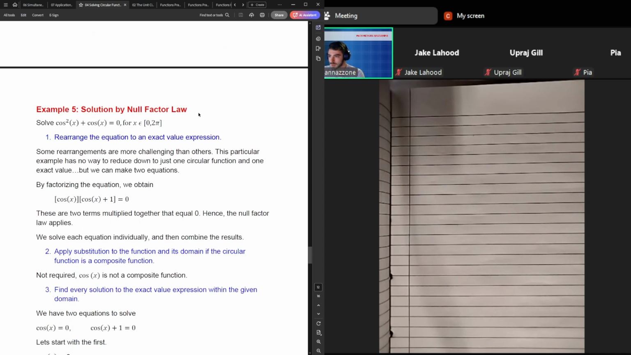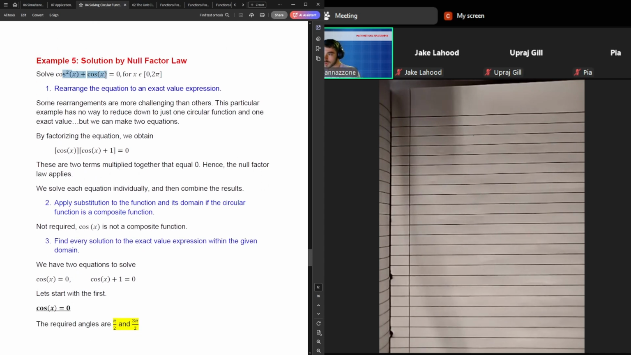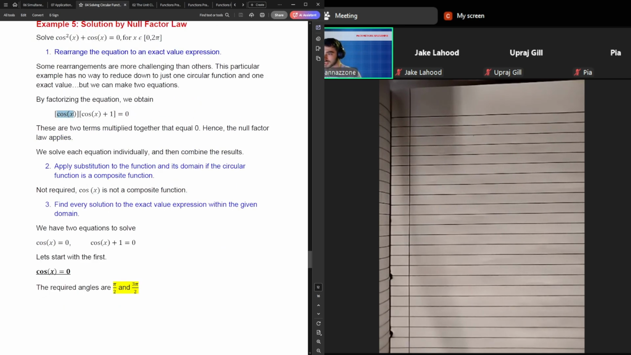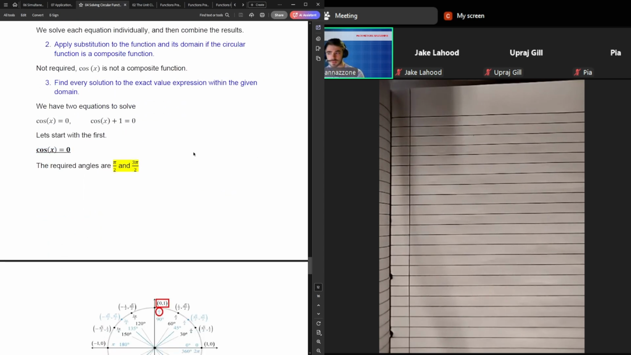Where they get a bit more complicated is when you have multiple circular functions in the same equation. One of the ways you can handle this is with a null factor law approach and factorization. When both of the circular functions in your equation are the same, you can take those out as a common factor. Cos squared and cos, common factor there is going to be cos. From there, you have two things that are multiplied together to give 0. That is a null factor law. And so under those circumstances, you now have cos equals 0 or cos plus 1 equals 0. So you just solve each of those individually.